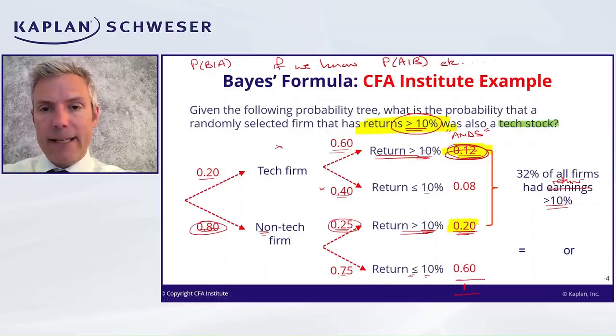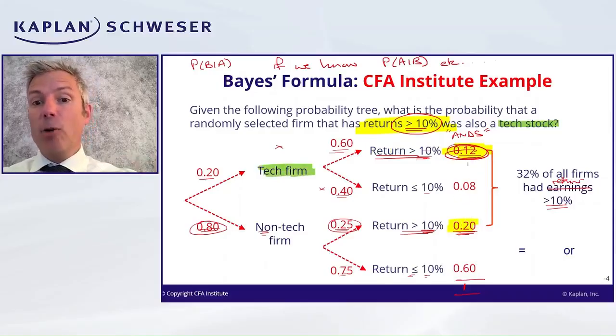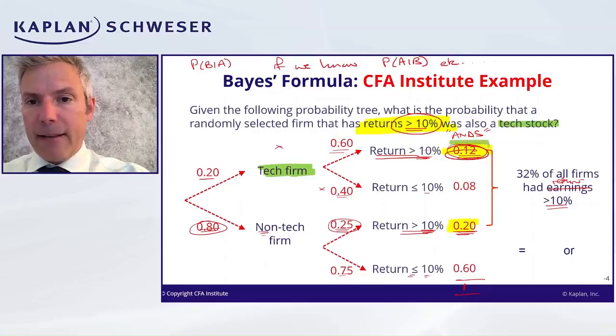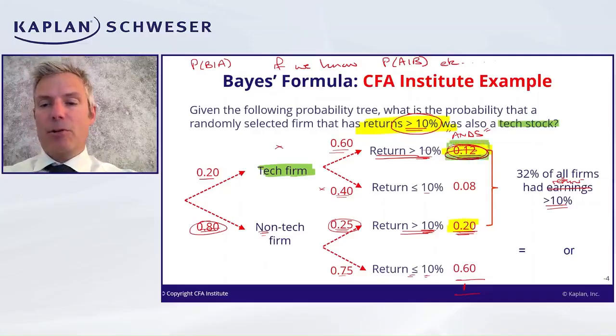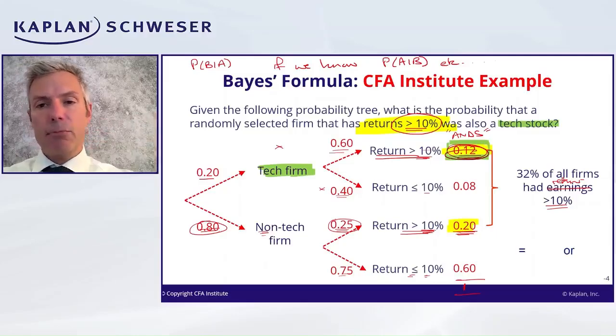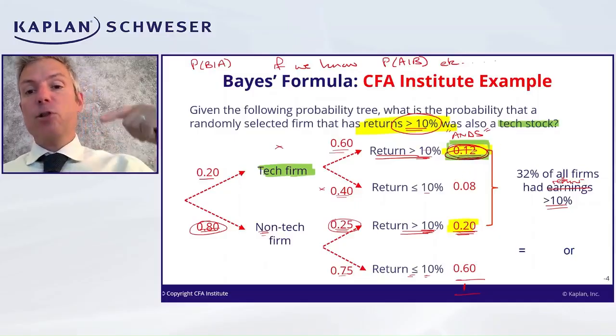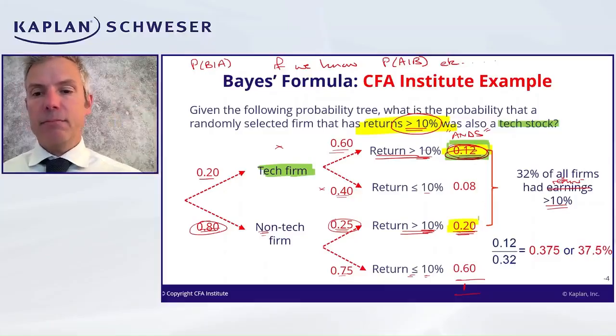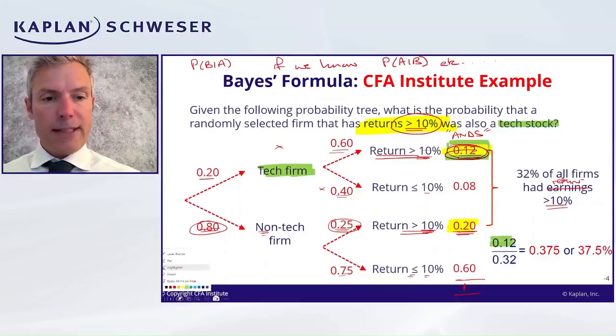It's this 12% here, isn't it? They're tech stocks, all right? So, given that you're looking at something from the yellow bucket, which is 32% of the original universe, you know that only 12 out of that 32% is tech stocks, right? So, given you're looking at a stock that's got returns greater than 10%, which is the yellow part of the universe, we know the probability of that firm being a tech stock is 12 out of that 32%. It's the 12 bit out of that full yellow 32% bit.